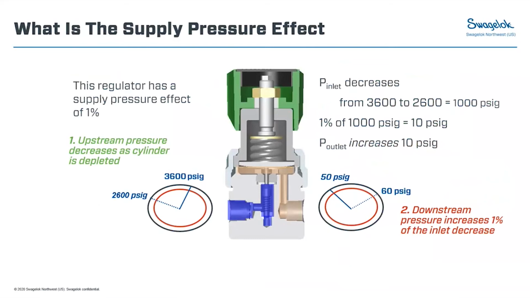So if we're dropping 1000 psi, 1% of that 1000 psi is 10 psi. Our outlet pressure is going to increase. Remember, we said it does the opposite. So our outlet pressure is going to increase 10 psi. If we had our regulator set to 50 psi, now we've increased 10 psi to 60 psi. You can see that it's quite a big shift in outlet pressure, especially if you had the regulator set lower. That could certainly put you in the range of damaging equipment downstream, depending on if you have sensitive instruments or things like that.